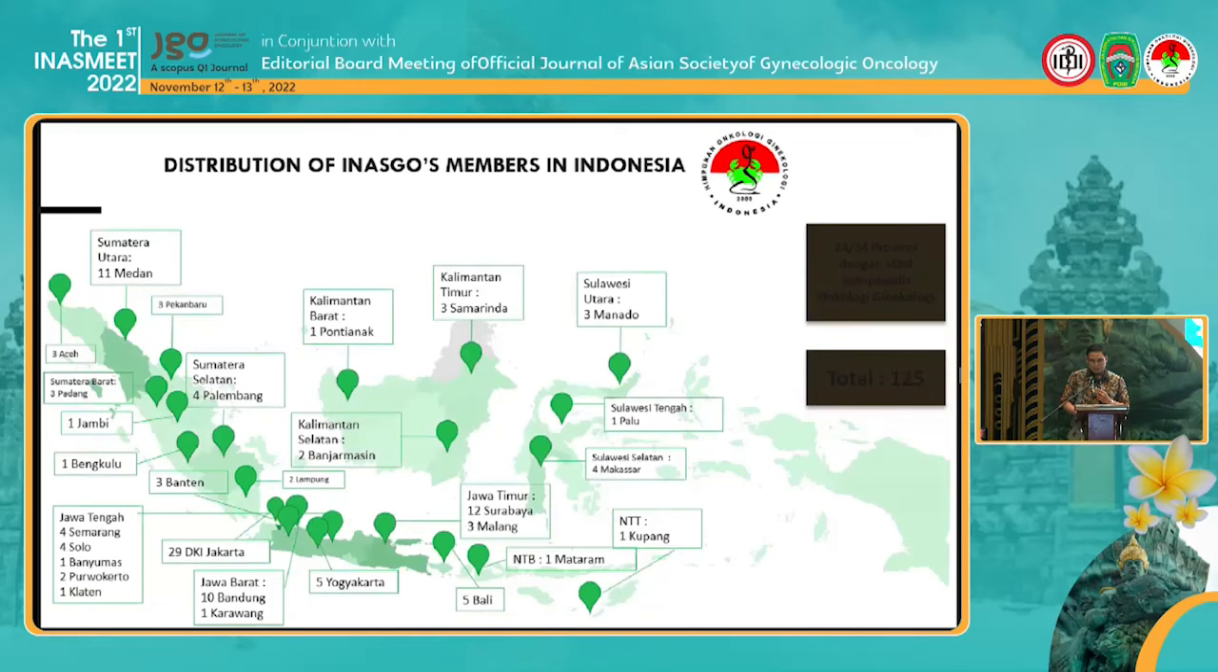And this is the distribution of our UNESCO members in Indonesia. Dr. Rina talked about disparity. If you take a look at this, look at Jakarta: there are 29 gynecologic oncologists, but in Kupang just one, and also in Sulawesi Tengah, one. 29 in Jakarta, and 15 in East Java. So the distribution is unequal. That is also the problem.